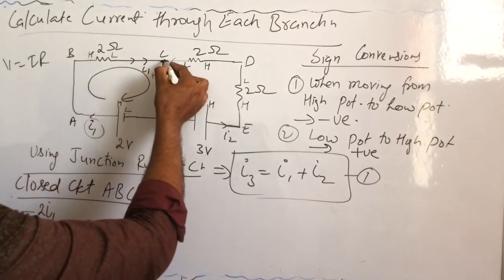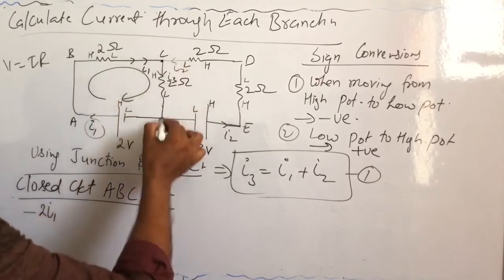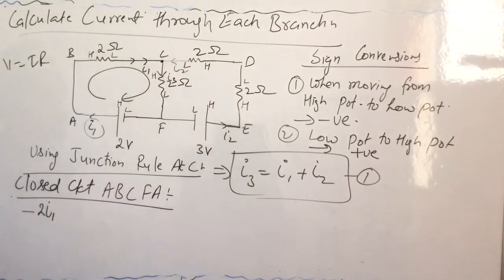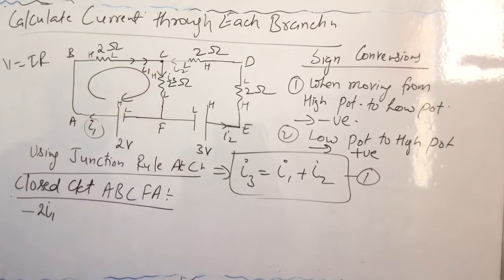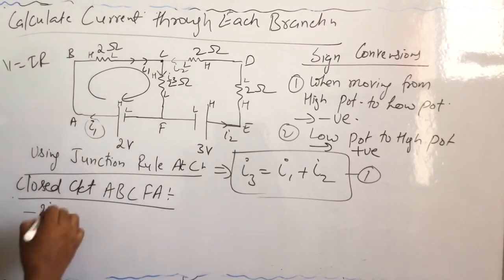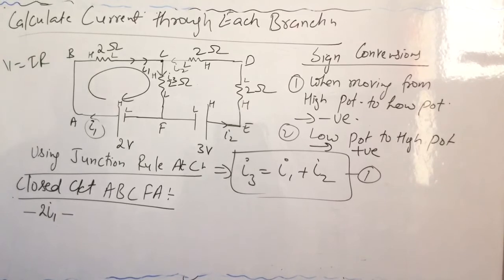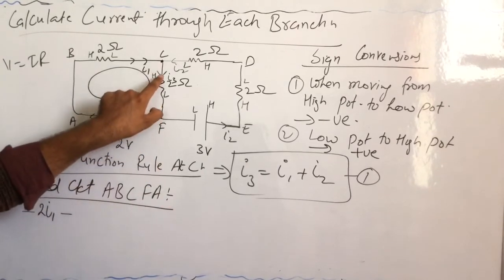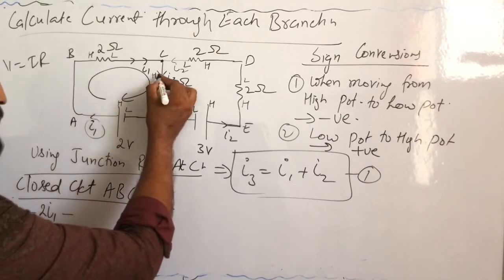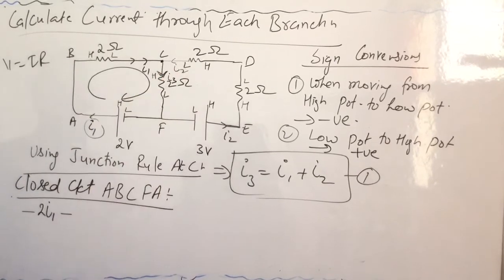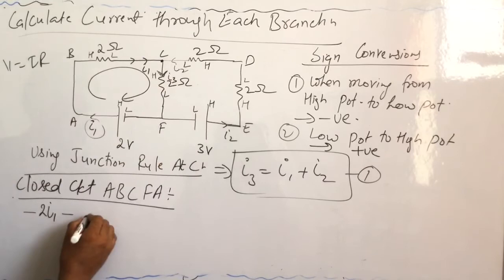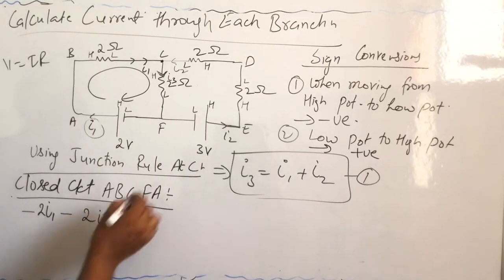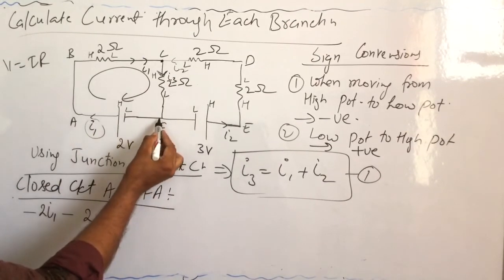Next, we will be moving in this direction from C to F. So when we are moving from C to F, we are once again moving from H to L. So when we are moving from high to low, negative sign would come, and with it the current passing is I3. I am taking I3 current passing in this direction. So it must be I3 into the amount of resistance, that is 2. So 2 into I3.